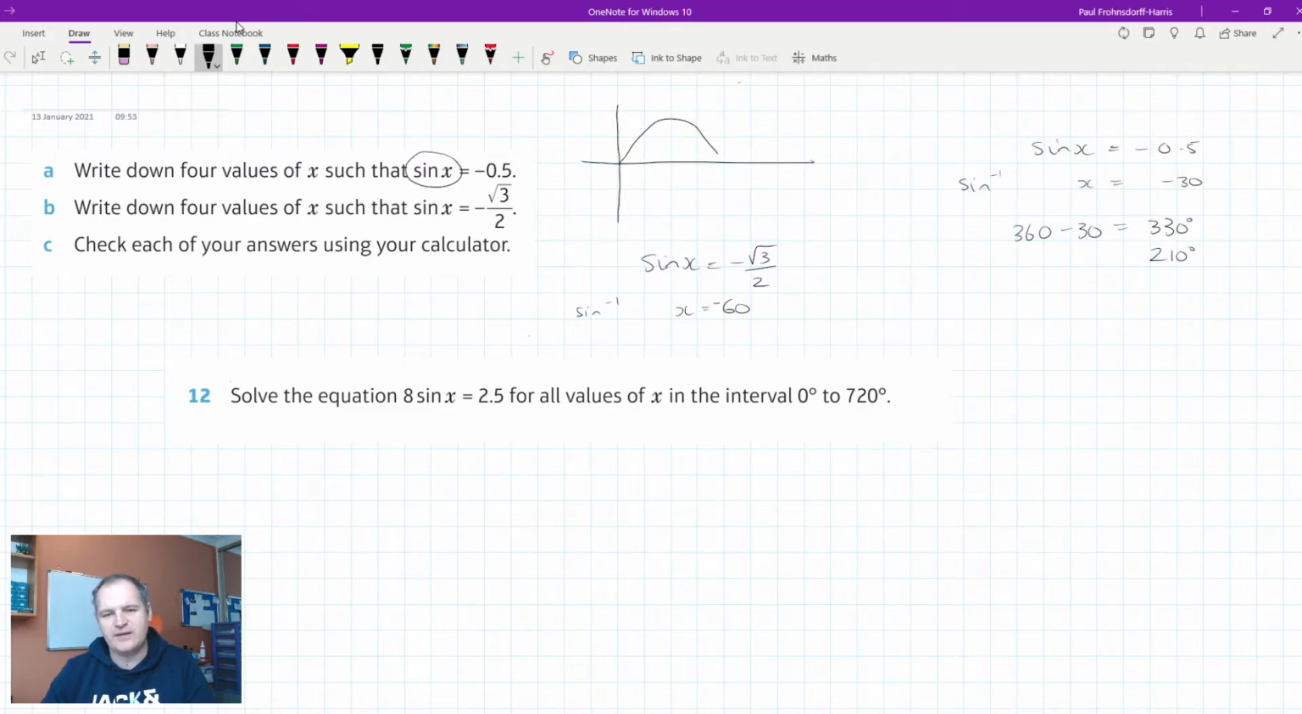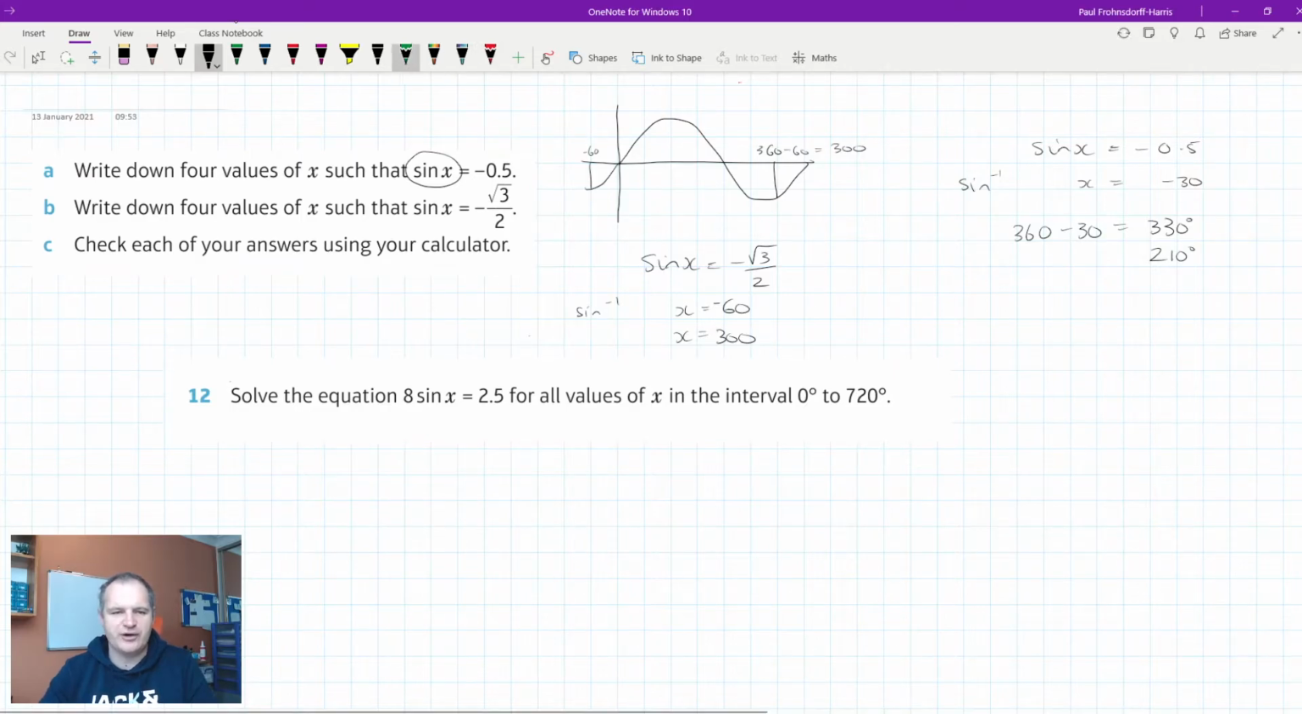We sketch it. There's my sine curve. Minus 60. Well, it's going to carry on. There's 60. Okay, so the next one must be 60 away from 360. So it must be 360 minus 60, because you can see it's going to be the same. So it must be 300 is the first solution we've got here.